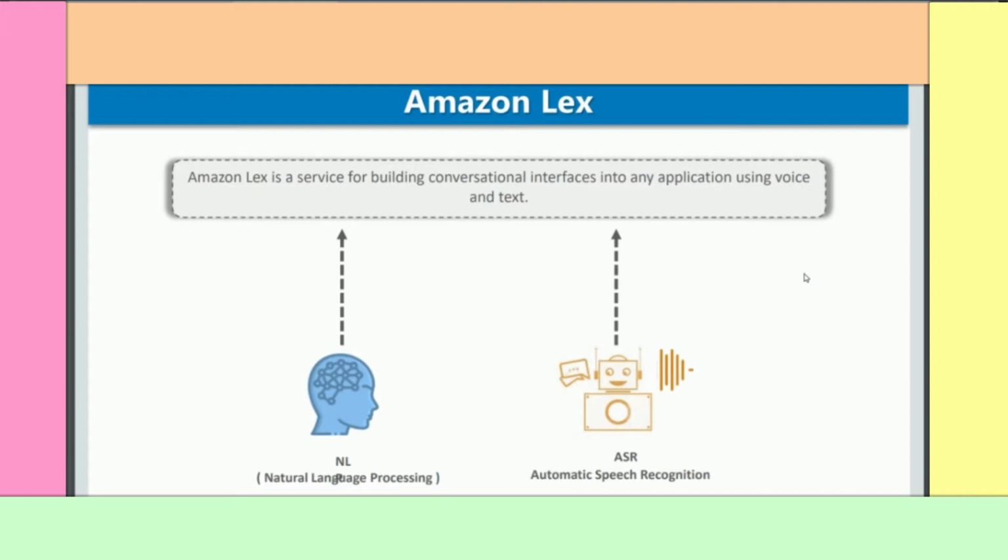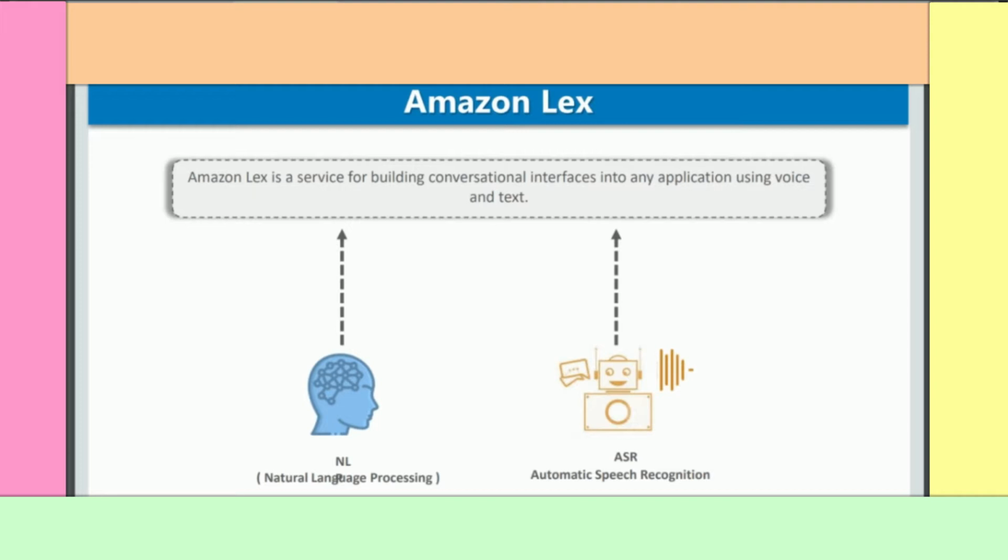And when we talk about processing the input given by the user, we have to use something called natural language processing, called NLP. Natural language processing matters because in English we have the same words which mean different things. When the same words are used in different contexts, they mean completely different things.